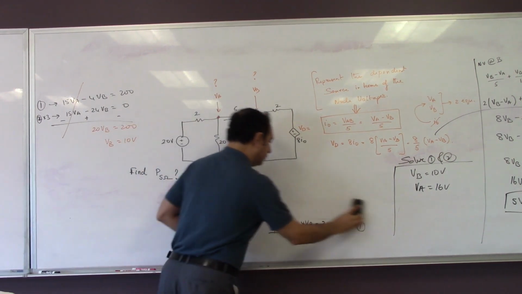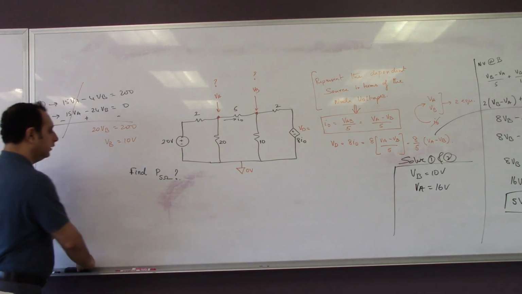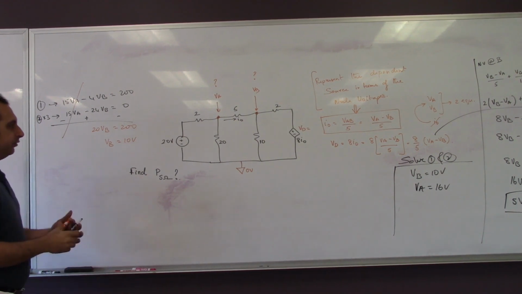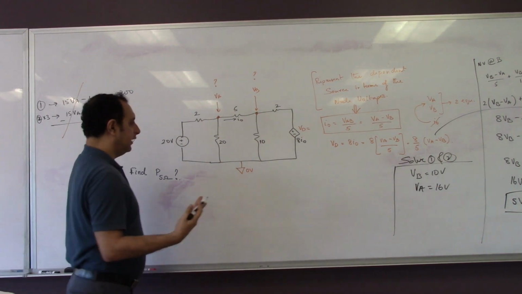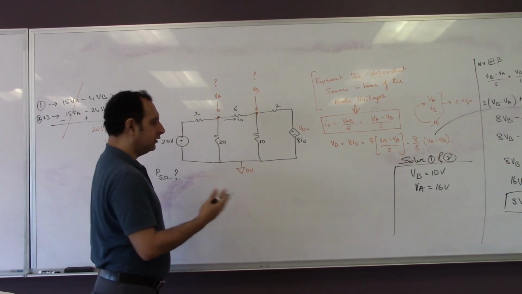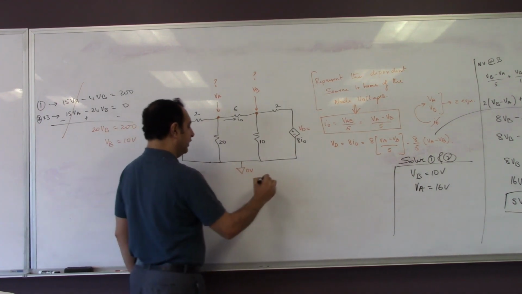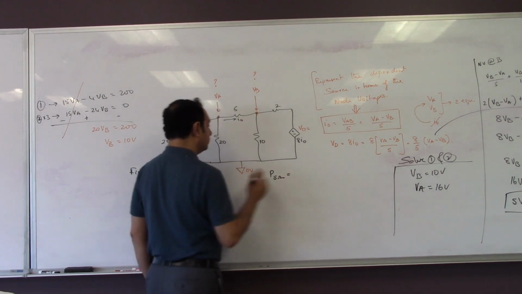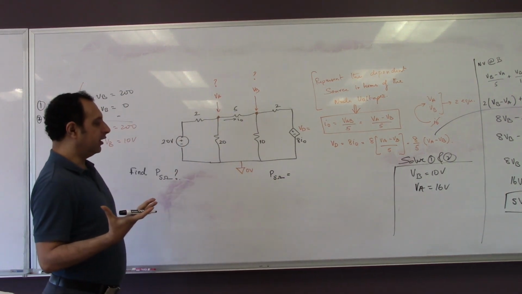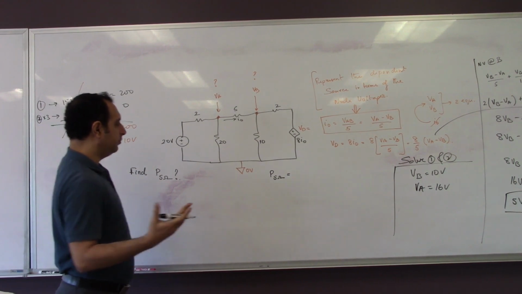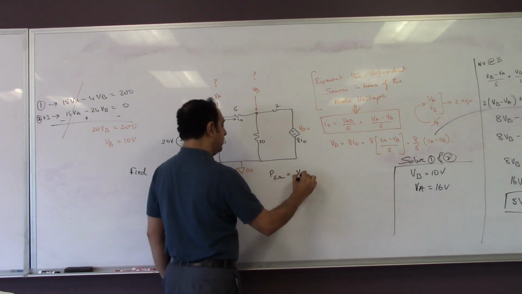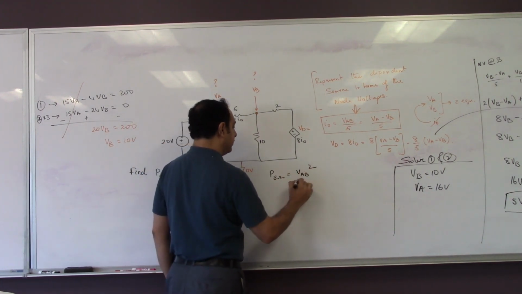All right, so what is the power of the 5 ohm resistor? It depends how you want to calculate that. If you simply want to calculate it without knowing I naught, then you can do it in one easy way. The power of the 5 ohm resistor will be equal to V squared divided by R, so VAB squared divided by the resistance.